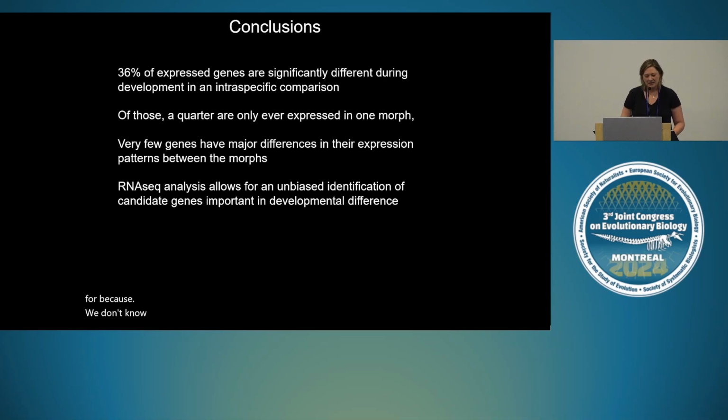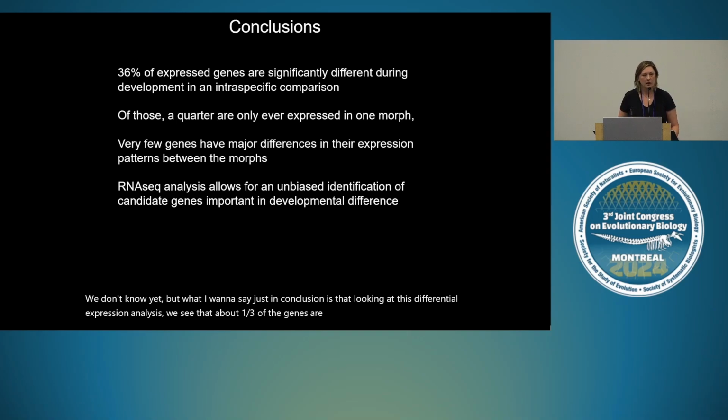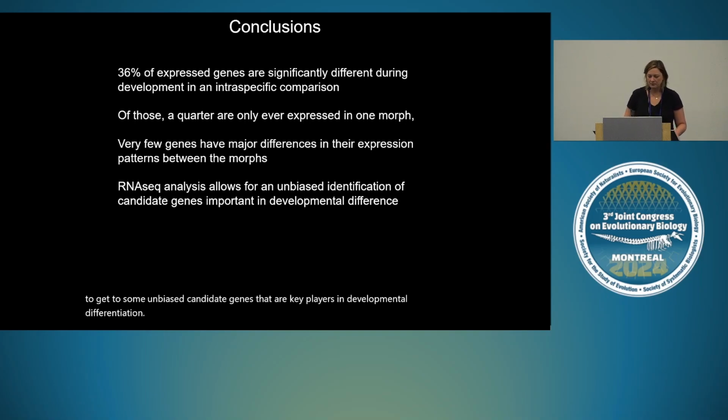But what I want to say just in conclusion is that looking at this differential expression analysis, we see that about a third of the genes are differentially expressed during development of these two types, even within a single species. And of those, only about a quarter are expressed in just one morph. There's very few genes that have major differences in their expression patterns between the two morphs. And the RNA-seq analysis really does allow us to get to some unbiased candidate genes that are key players in developmental differentiation in the single species.